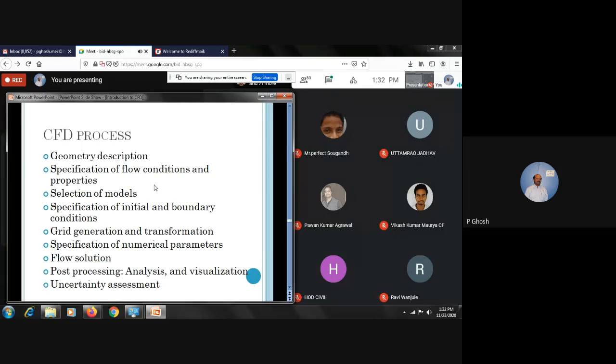So whatever we have discussed: first geometry description, then the next step is grid generation, and then in the CFD software you give the flow conditions, select the model, give the initial and boundary conditions, and specific numerical parameters, like solving the pressure-velocity coupling with SIMPLE. By default, all the software will have some defaults. When you are learning, first use the defaults, but when you are doing research or really solving problems, you have to see what scheme is suitable for that. Otherwise, you may not get convergence very easily.